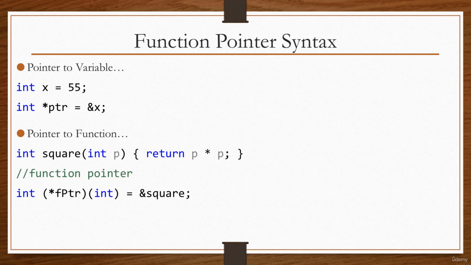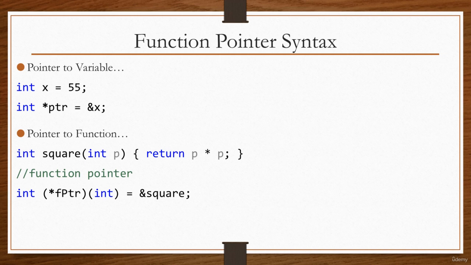Well, in the case where we don't have the parentheses surrounding the asterisk and the function pointer name, that would be a forward declaration for a function fptr that returns a pointer to an int, and that has an int parameter. But of course we don't have a definition for such a function and we don't want one. We want a pointer to a function. So because of operator precedence, we have to place the asterisk and the function pointer name between parentheses.